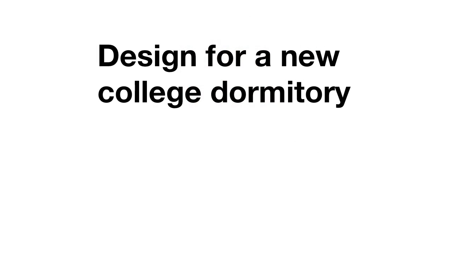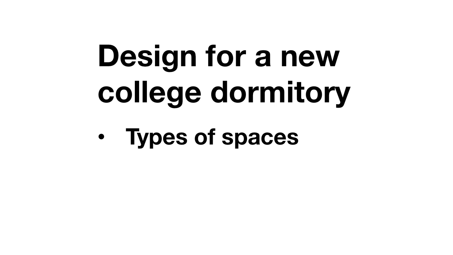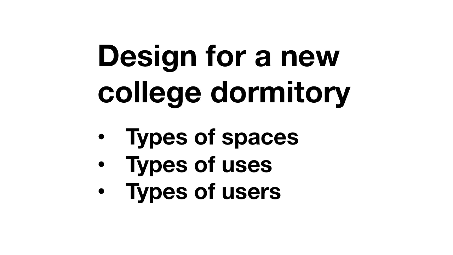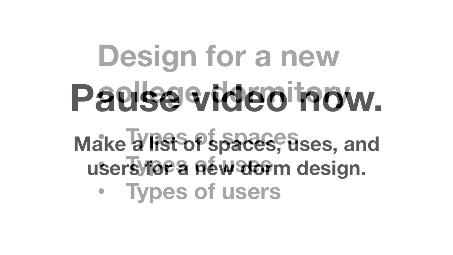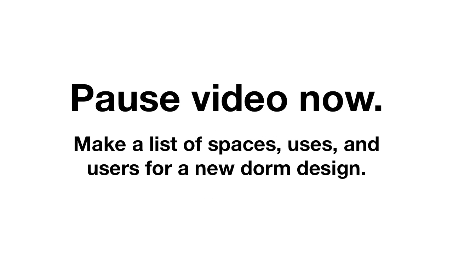So I want you to think about the type of spaces you might have in a college dormitory, the types of uses or activities, and finally the types of users that would be in the college dormitory. So take 2 minutes and jot down some ideas for these spaces, uses, and users.